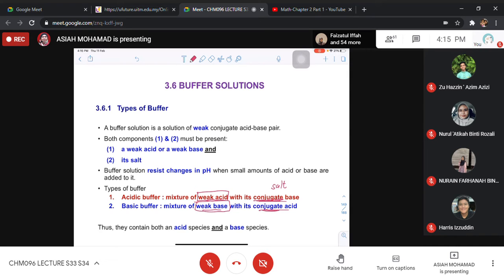Okay, so dia tak boleh datang daripada strong acid and its conjugate. For example, HCl dan Cl minus. Even though Cl minus is a conjugate of this acid, but then it is a strong acid, so it cannot act as a buffer. Okay, it must be weak acid and its conjugate, or weak base and its conjugate.